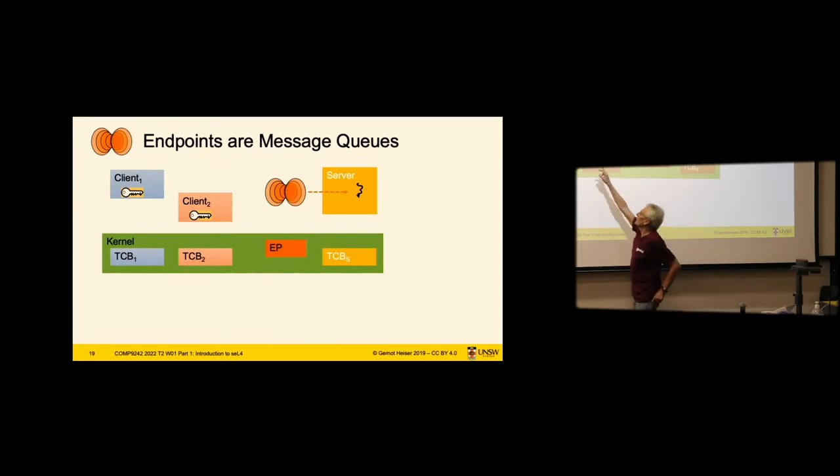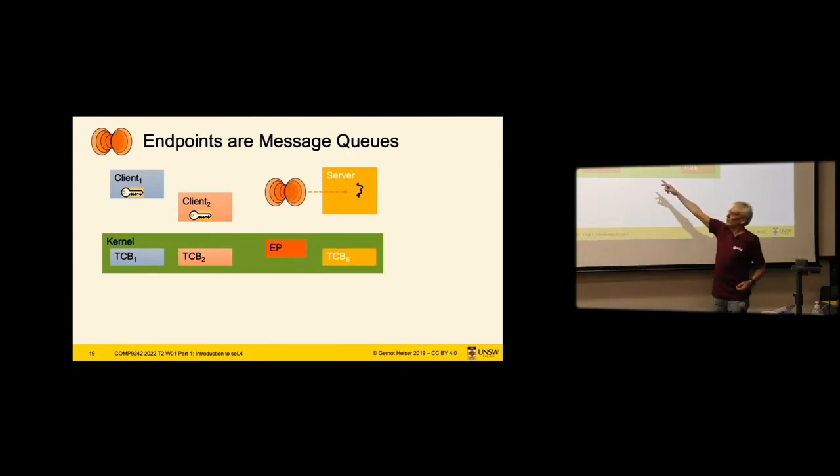And then we have clients who have thread control blocks and each need to hold a capability to this endpoint to be able to send to it. So this is represented by the key symbols here. Each client has a capability to the endpoint. Obviously, the server has a capability to the endpoint as well. I didn't represent that here because it's less material.